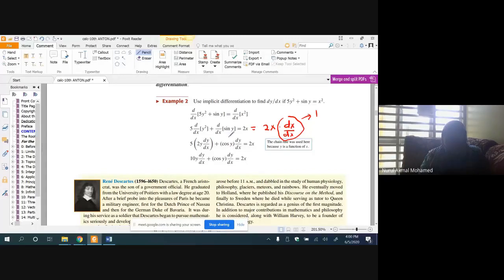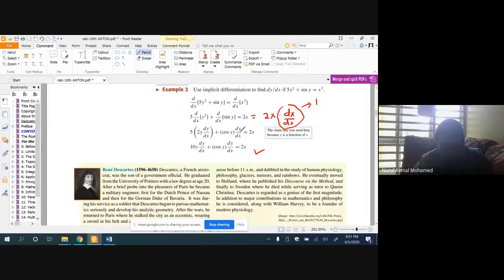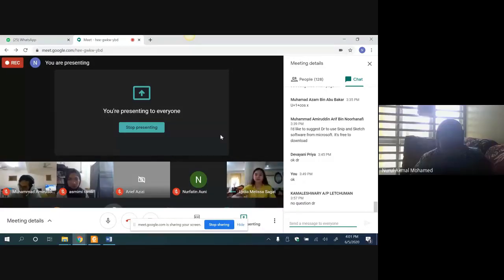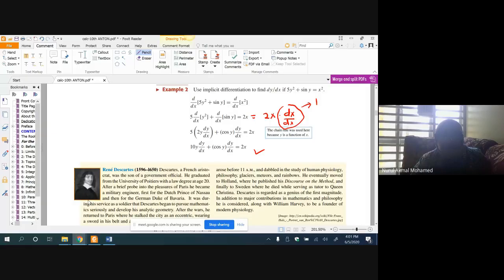What about this one? You differentiate sine y, you will get cos y, and then you write down dy dx. Once you get this equation, you can make dy dx the subject of the equation. This is still not final. The final one is when you write dy dx as the subject. Is it okay? Yes. Okay, good.